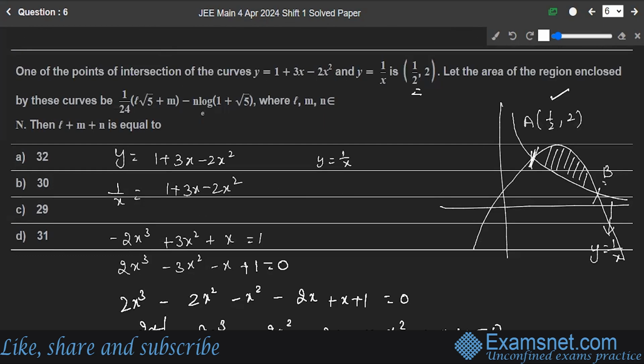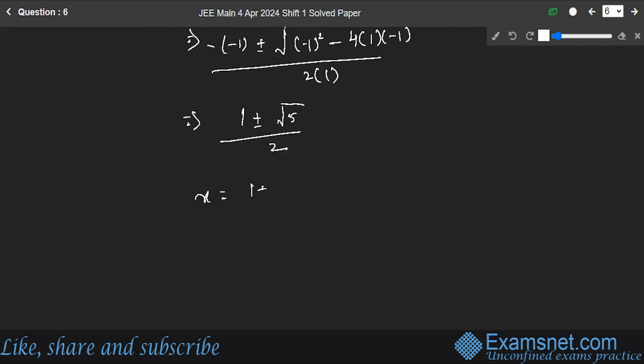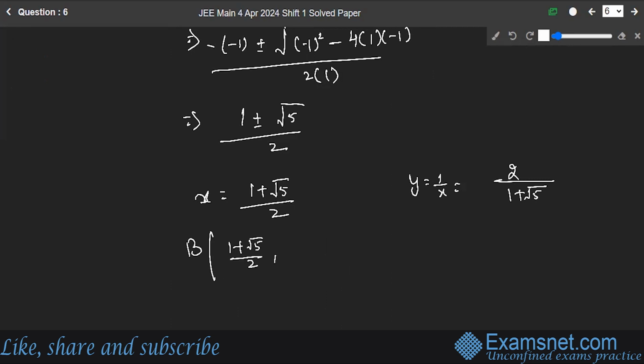See, now this B point lies in the first quadrant. So that means I'll take the value of x as this. This is the second point of intersection. So for this value of x, the corresponding value of y will be given by this. That means your B point is this.